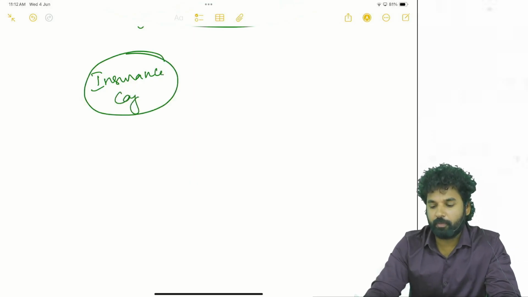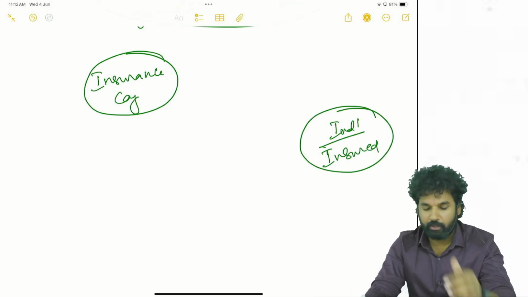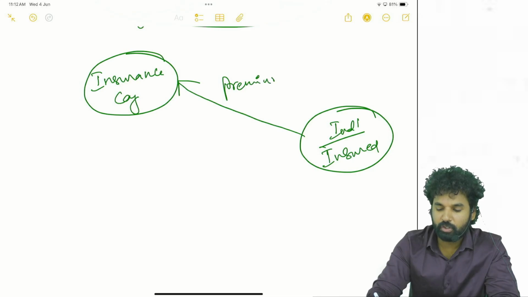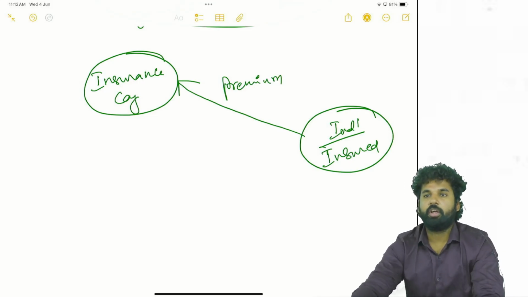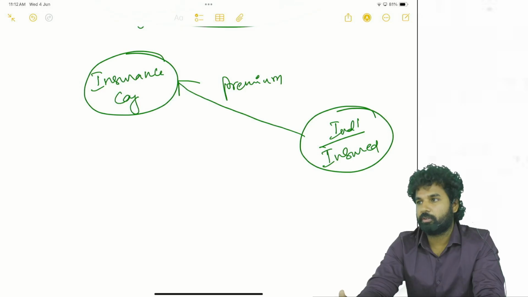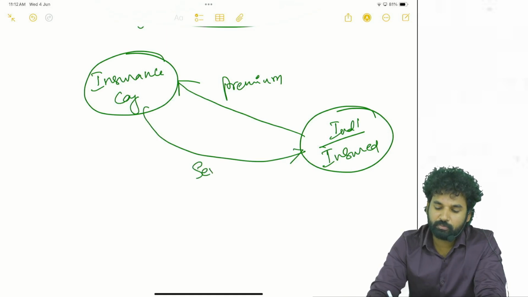The person who is taking the insurance policy will be called the insured, no? Right. So the insured has to pay insurance premium to the insurance company. The insurance company will give service to the insured, correct? So premium is the consideration. Insuring or indemnifying is the service here. So who is giving service to whom? Insurance company is giving service, insurance service or indemnification service.